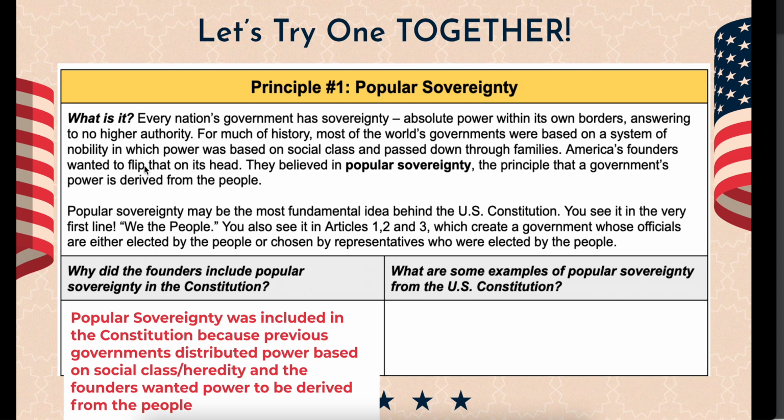And then the second question is, what are some examples of popular sovereignty from the U.S. Constitution? There's a bunch, but the first is the quote, "We the people." The second is all over Articles 1, 2, and 3, and it has to do with elected officials. This idea that the people actually give the representatives their job, give them their sovereignty. That includes the House of Representatives, the Senate, and the office of the President. So now that you have one under your belt, you're going to jump into the next few here. I'm going to skip over a few slides.